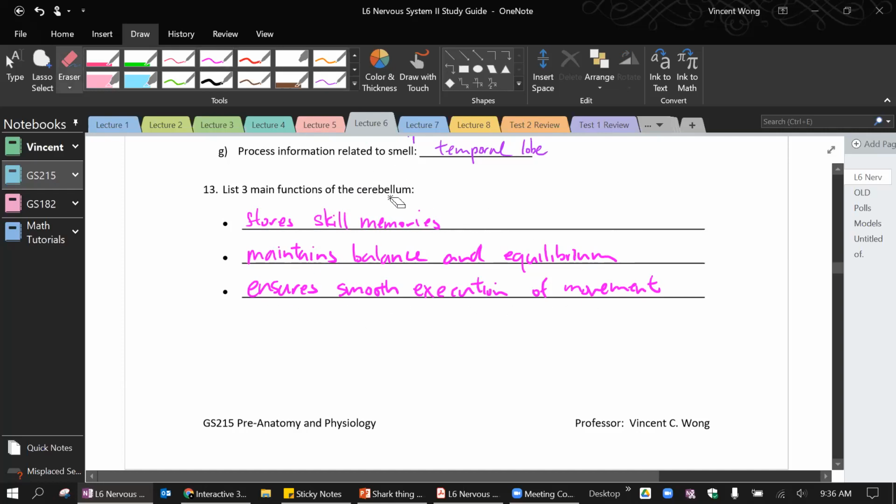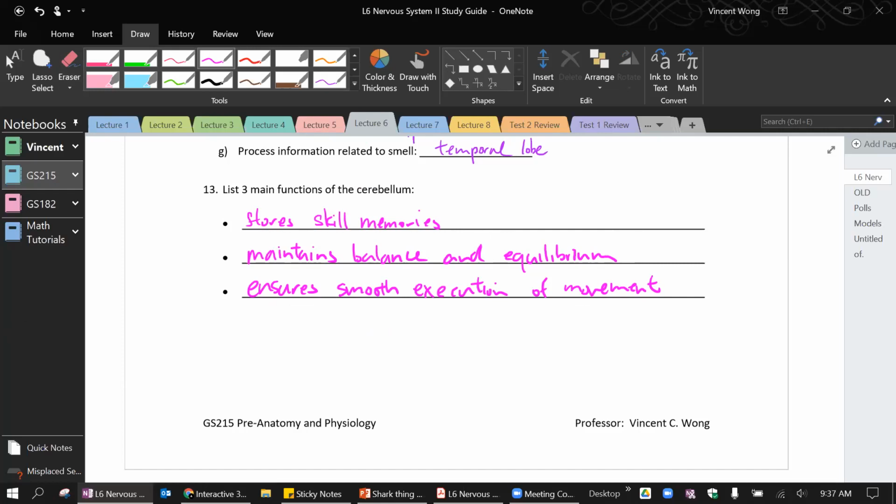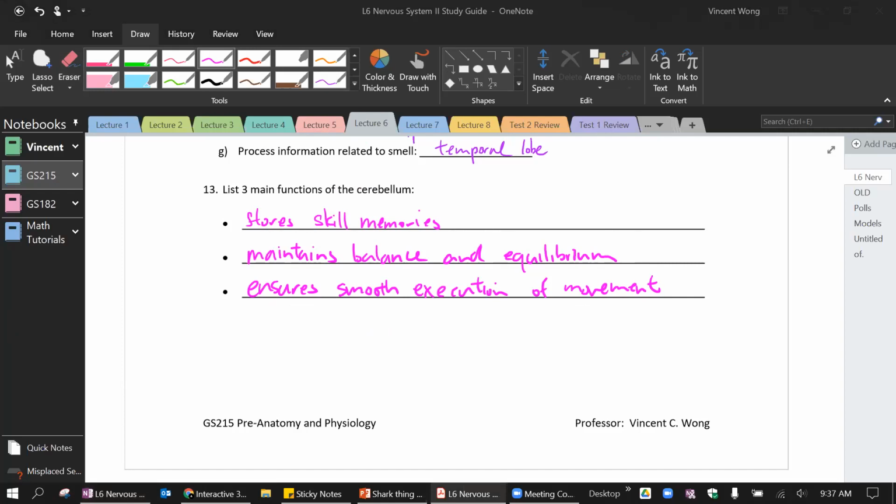If you damage the cerebellum, then you would have jerky motion. If you try to walk, it's as if you're walking when you're drunk. A lot of people would describe it like that. So those are the three functions of the cerebellum.